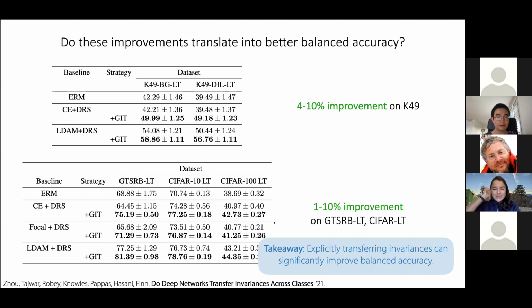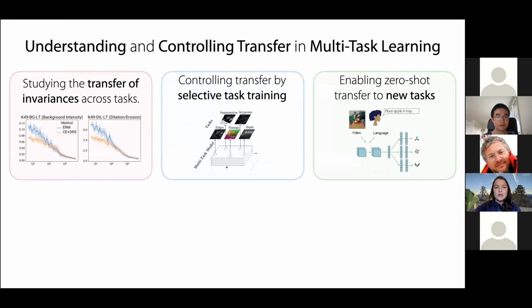Great, so the takeaway here is that we can actually explicitly encourage the model to transfer invariances across classes, and this allows you to significantly improve performance on tasks or categories where you don't have a lot of data. So in particular, at a higher level, we know that these invariances don't transfer automatically, but we can actually enforce it, and I presented one mechanism that we could try to enforce this kind of transfer. I suspect that there are probably many other mechanisms as well.